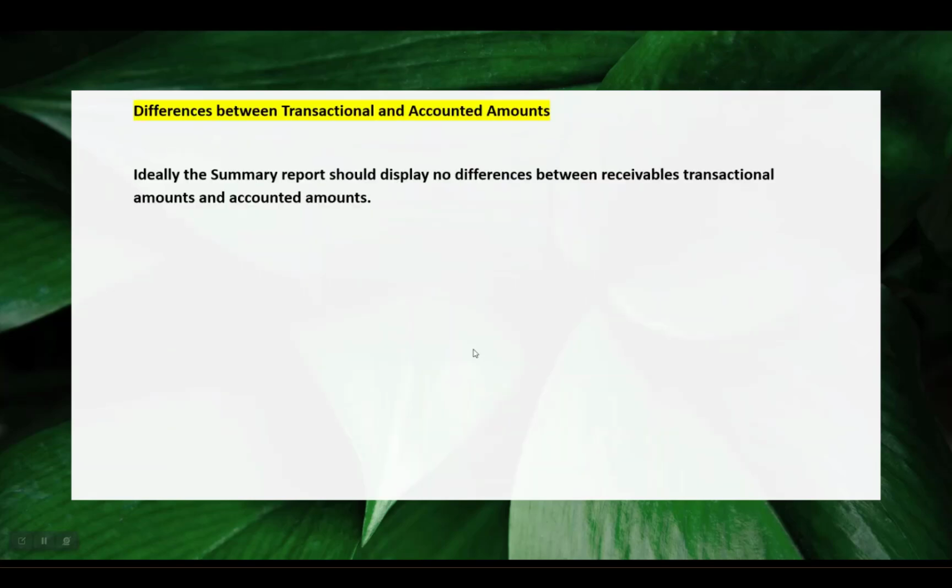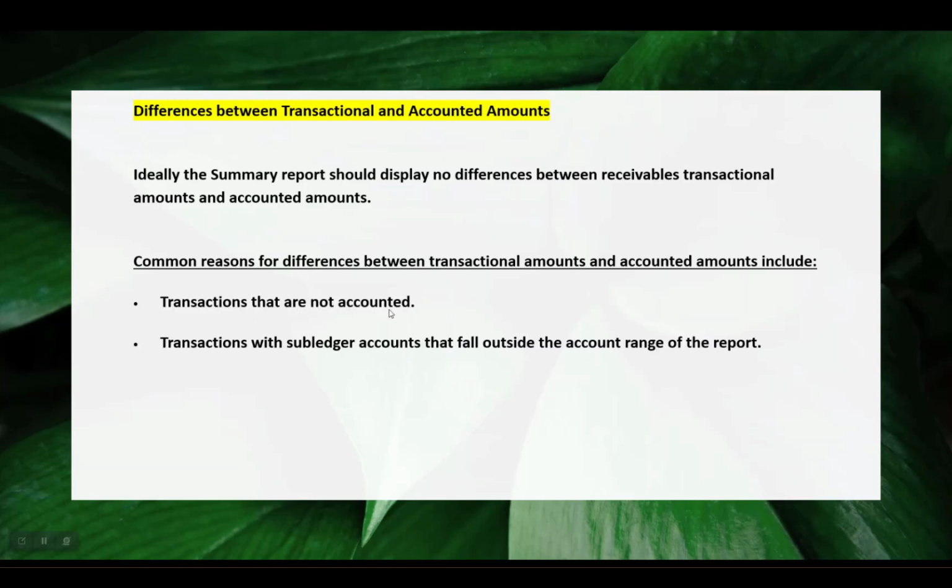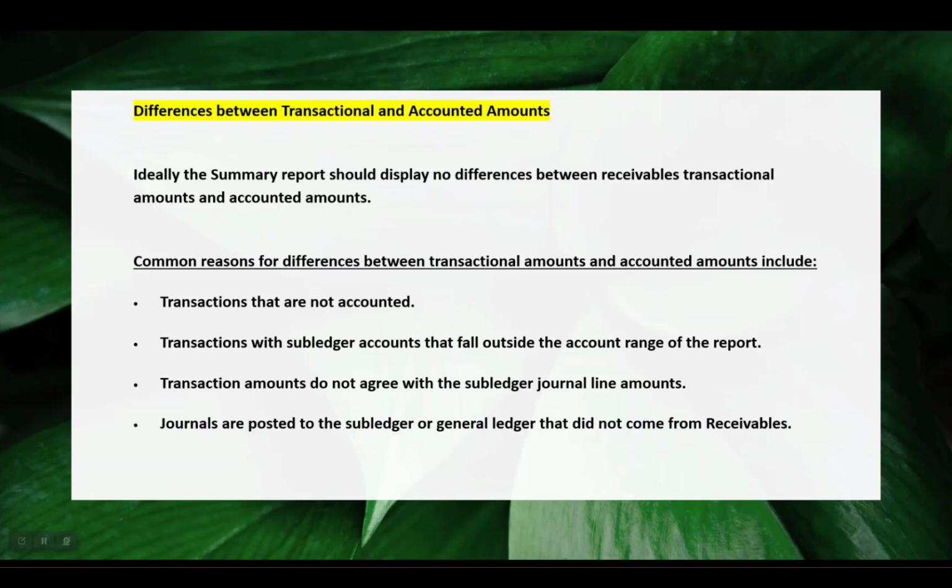These common reasons: transactions not accounted, transactions with subledger accounts that fall outside the accounting range of the report, transaction amounts that don't agree, journals posted to the general ledger that didn't come from receivables, and subledger journals that were not transferred or posted to GL.